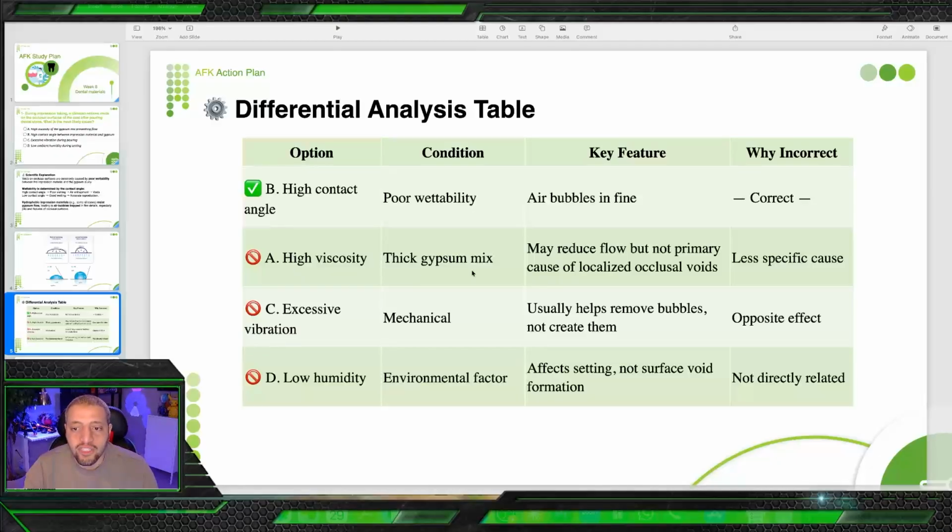High viscosity, thick gypsum may reduce flow, but is not the primary cause of localized occlusal voids. So high viscosity is going to end up with no occlusal anatomy. It will not be only one point. Excessive vibration, this is mechanical to get rid of the voids, get rid of air. So on the other hand, it helps remove bubbles, not create them. So opposite effect. Low humidity, an environmental factor which affects setting, not surface void formation. So this might end up with the cast in total being weak.